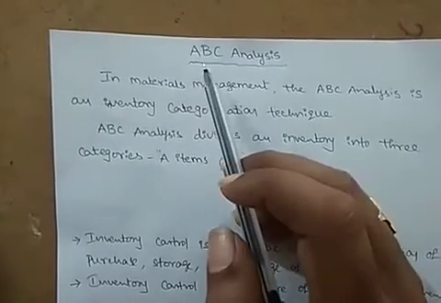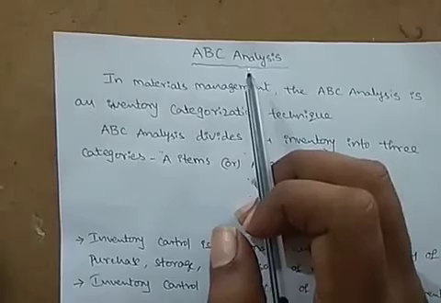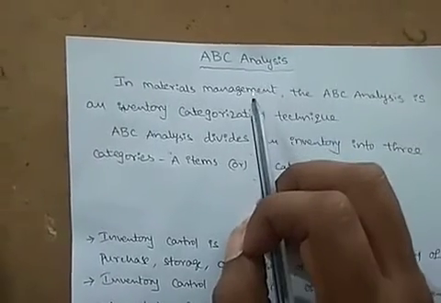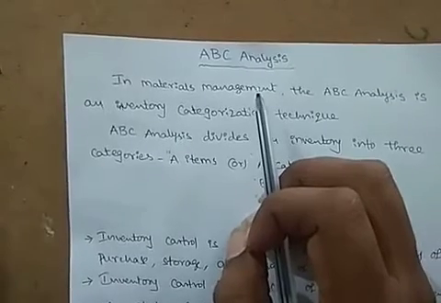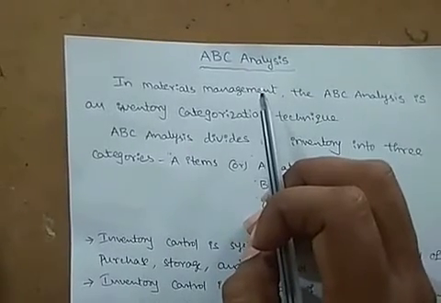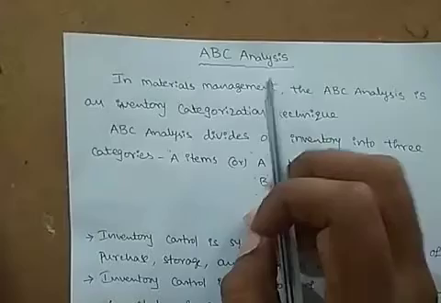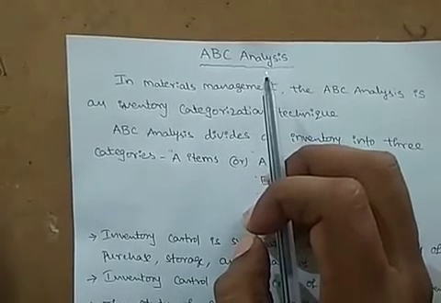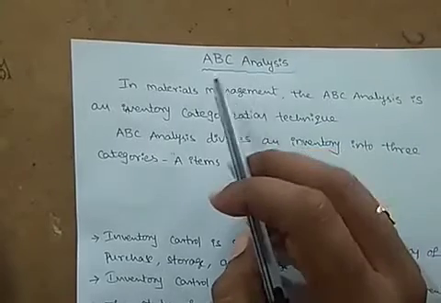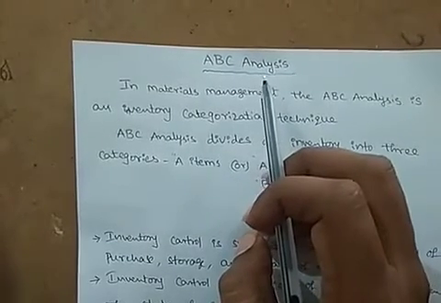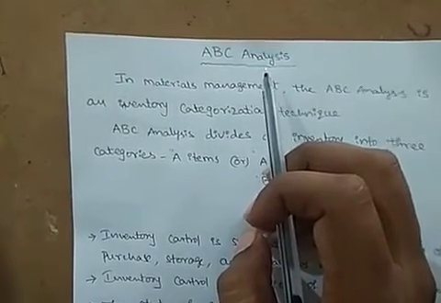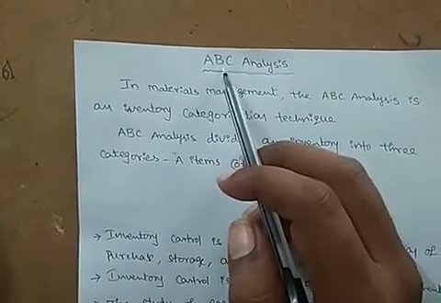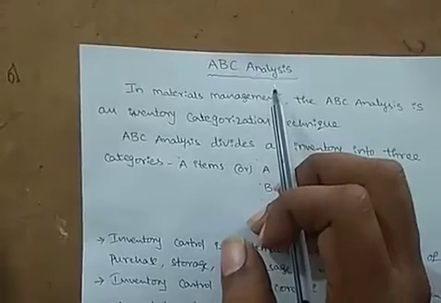So actually, the topic ABC analysis is an inventory management technique. It is how the organization maintains the materials in a proper manner. When they analyze using ABC, the organization can easily handle the materials. For remembrance, ABC is also called Always Better Control. A means always, B better, C control: always better control.